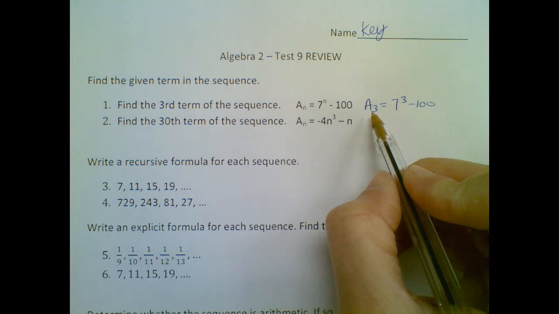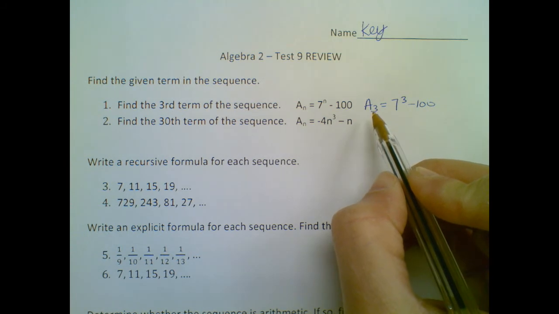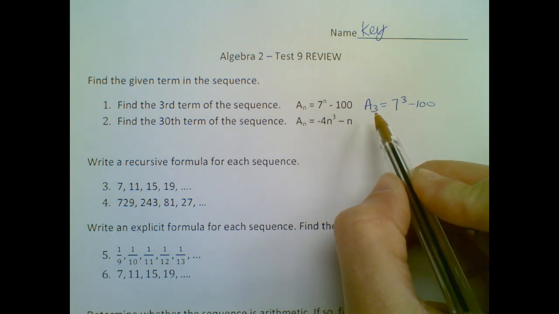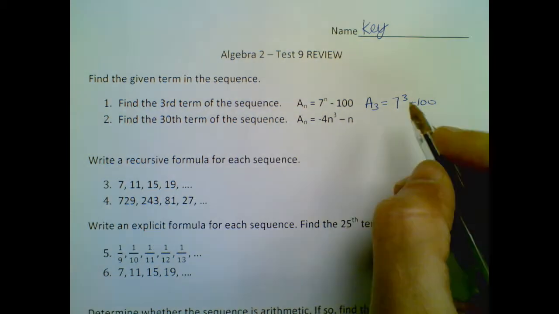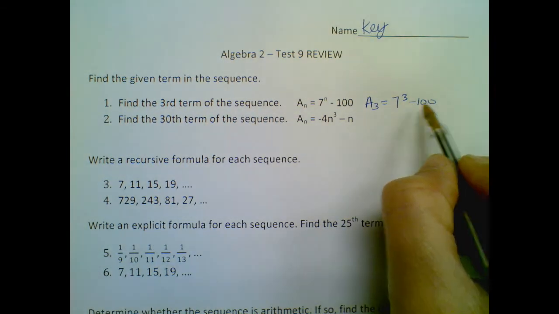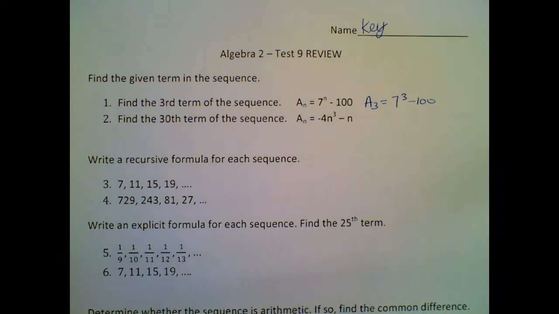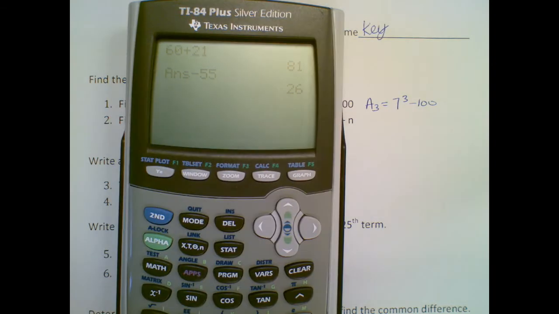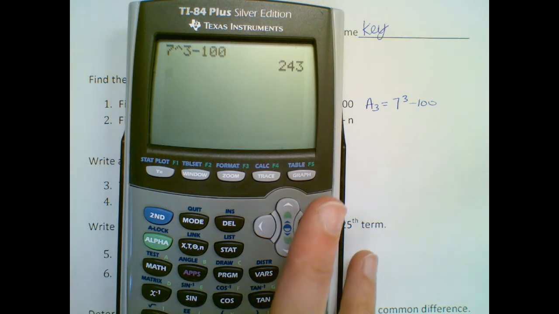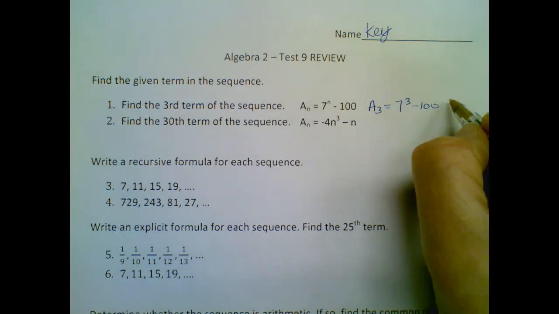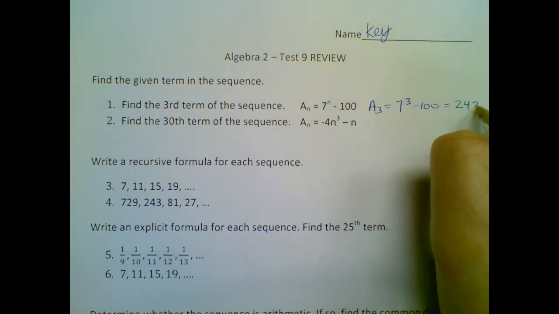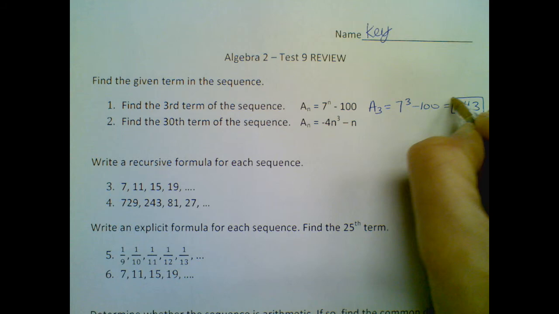Now this left-hand side, the a sub 3, just means the third term, so that is what we're trying to solve for. So then we're going to plug in the right-hand side, how it is, into the calculator. We get 243. So we would have the third term is 243.